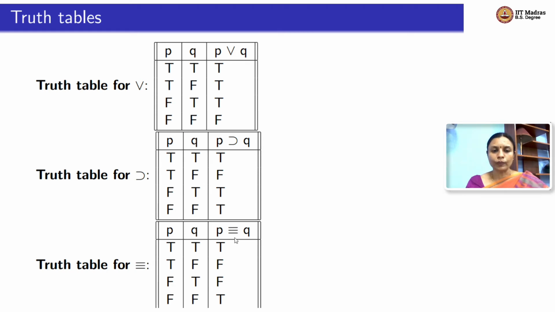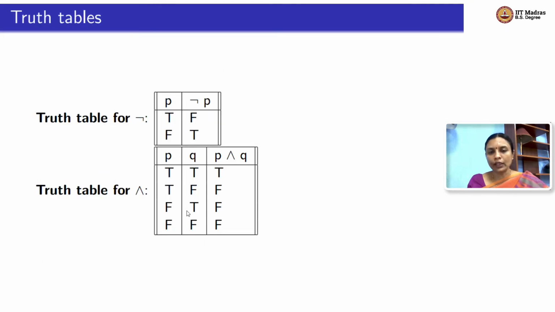P equivalent to Q says P and Q take the same values. They both can be true together or they both can be false together. That's what this truth table represents. If you see the first row, both P and Q are true together, so P equivalent to Q is also true. If you see the second and third row, between P and Q, when one of them is true, the other one is false. So P equivalent to Q returns false. In the last row, both P and Q are false, so they take the same value. So P equivalent to Q returns true. Is it clear? So these are truth tables for the 5 basic operators.